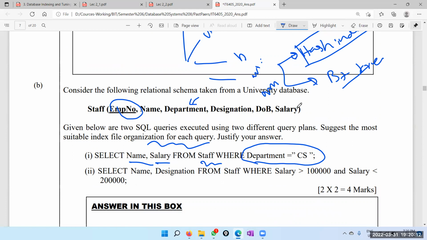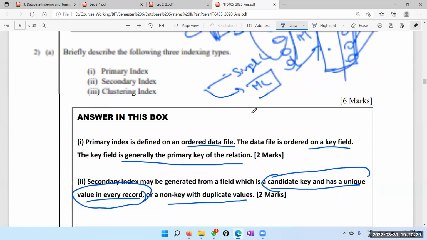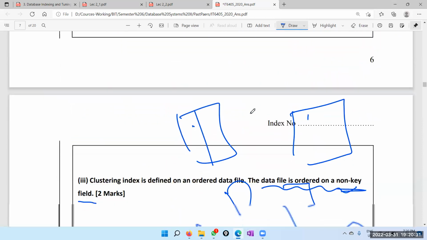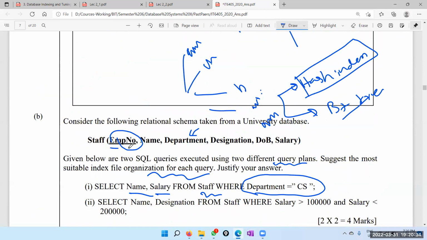So obviously we may not be able to go for primary index, okay? Because you have to give a query plan. How are we going to do it? First, we use this index and go to the data file and so on. So we can't do it by the primary index, obviously, because primary key is employee number, but we are searching it by the department. And there can be only a few departments, right? Typically there will be only 3-4 departments. Maybe there are hundreds of staff members.